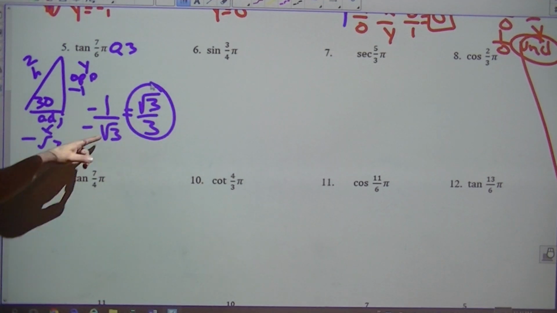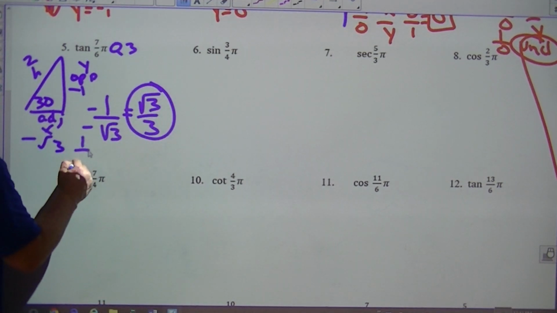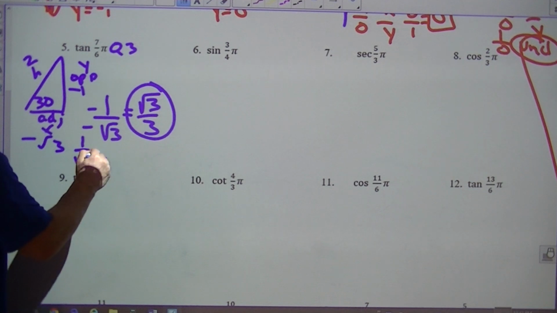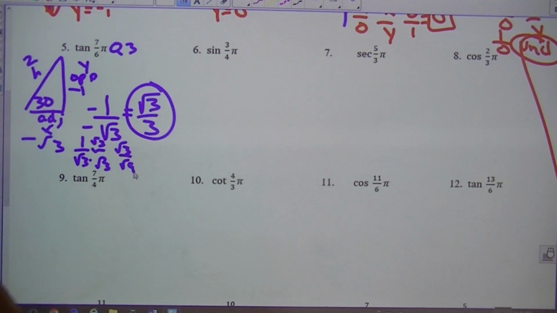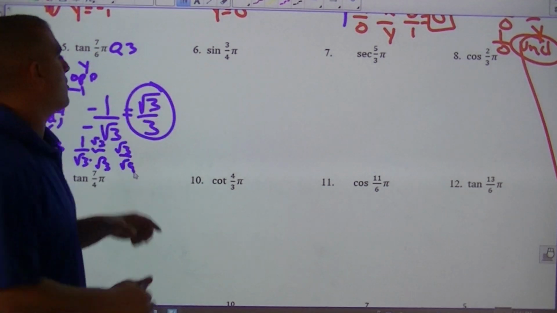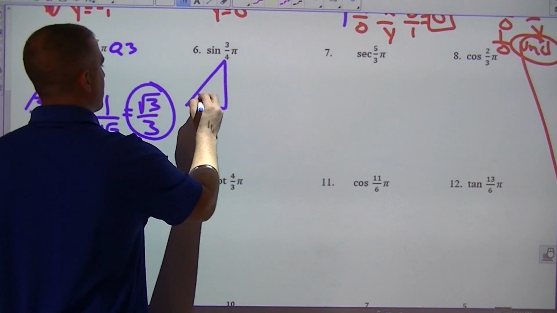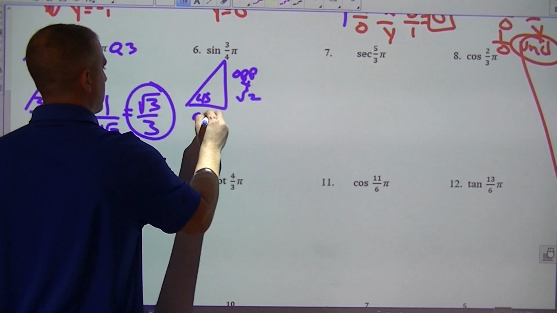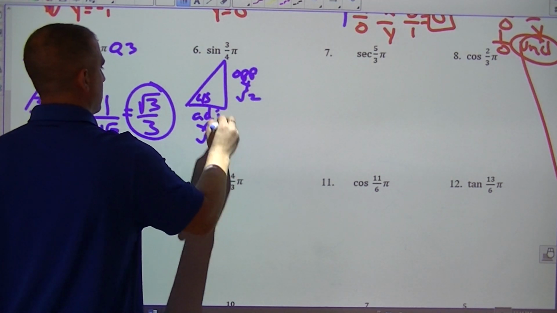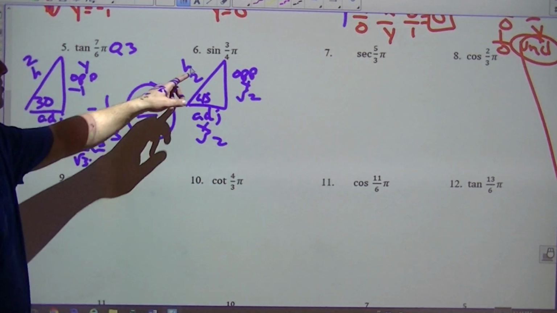If you need to do the math there, you want to see it real quick, you would multiply by square root of 3 over square root of 3. That's square root of 3 over square root of 9. That turns into that. This, the 4, that means that's a 45-degree triangle. Alright? It's a 45-degree triangle.